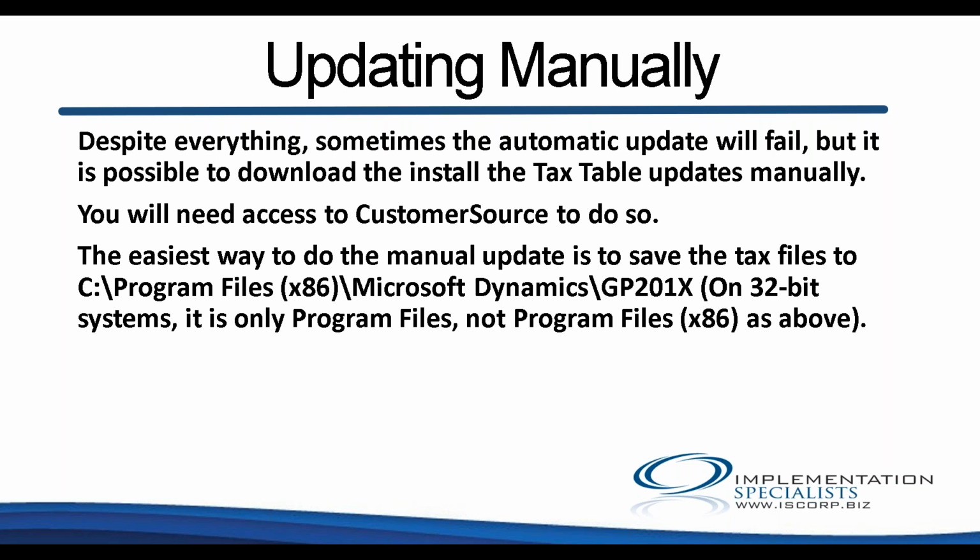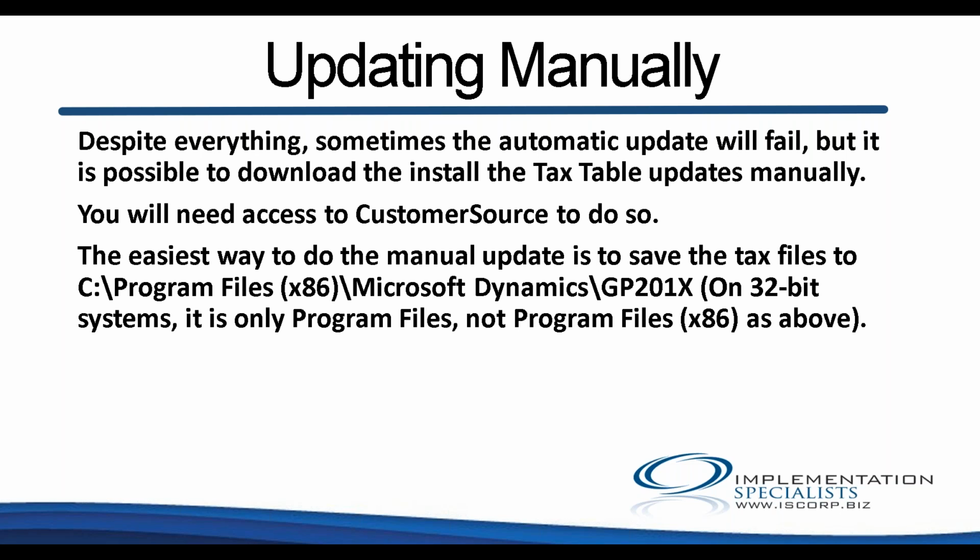What you will need, however, in order to do the manual access is access to customer source. GP, as long as you have the authorized number, anybody can get in, but to do it manually, we need to download the tax cab file, and that is stored on customer source. We'll cover searching here. It's easy enough to find, and it's a file. It'll ask you to save it to your computer.